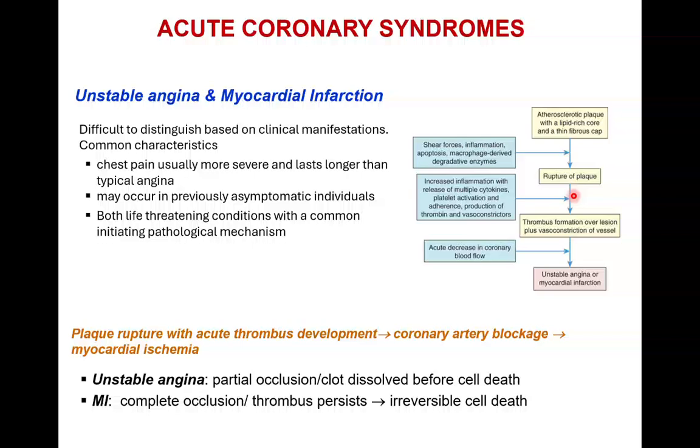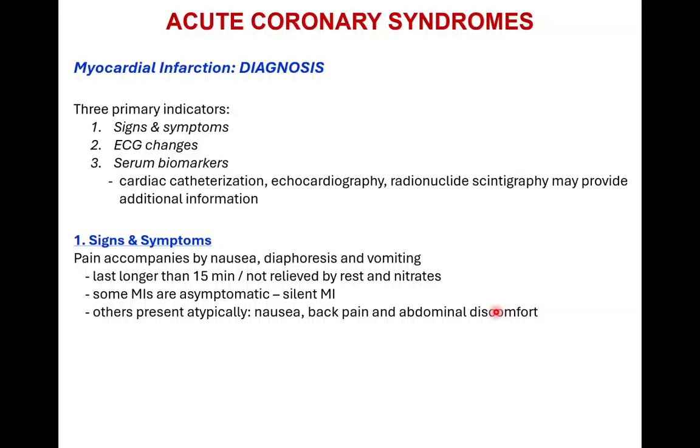So you've got a plaque, the plaque ruptures, you get thrombus formation, and that's what precipitates the event. So how do we diagnose myocardial infarct? How do we distinguish between myocardial infarction and unstable angina? Well, there are three things that are used. We've got the signs and symptoms, changes in the ECG, and then serum biomarkers. Serum biomarkers will lead the healthcare professional down the route of treatment. You can use things like cardiac catheterization and echo to figure out what's going on.